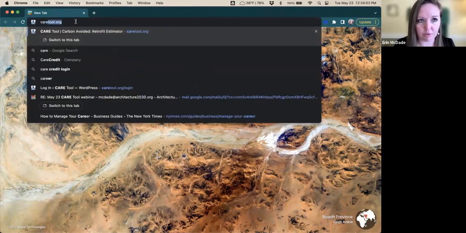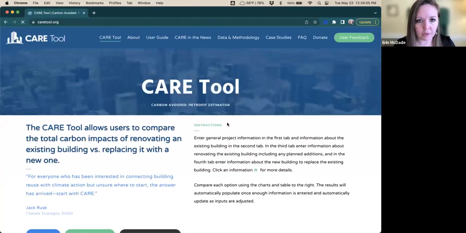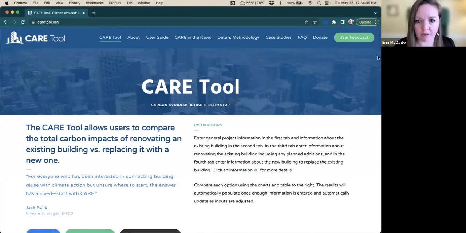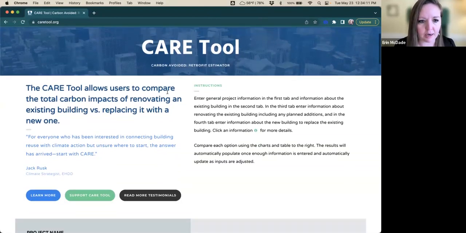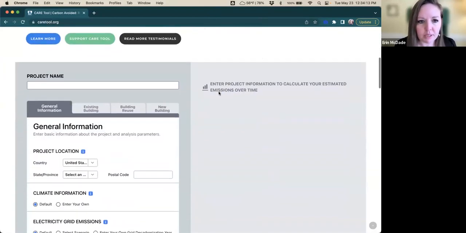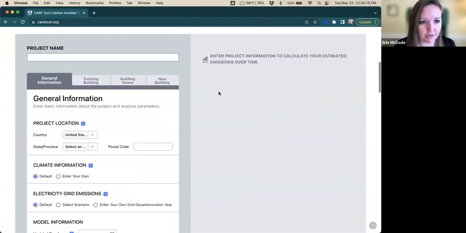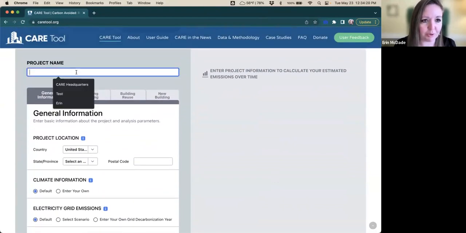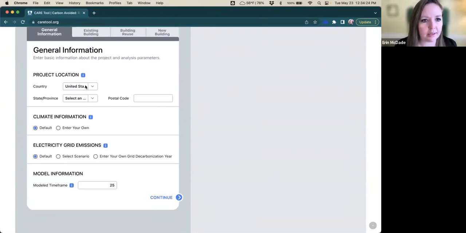So you just go to caretool.org. Like I said, you get to that home page. I'll talk a little bit about all the supporting materials in a second here. But you scroll right down, and here's the tool. And I'll name it. You really don't have to name it, but we'll say this is the CARE headquarters. And it's in the United States.